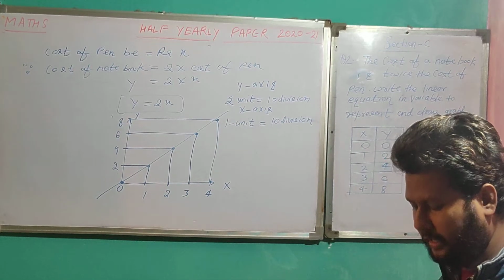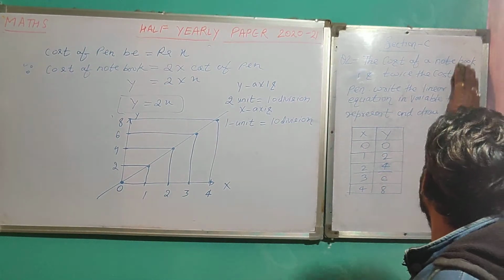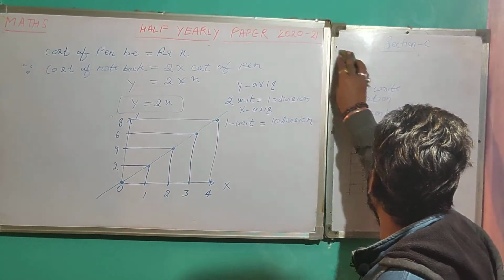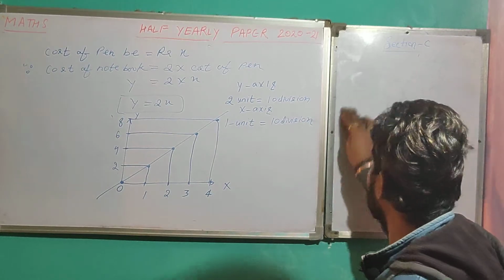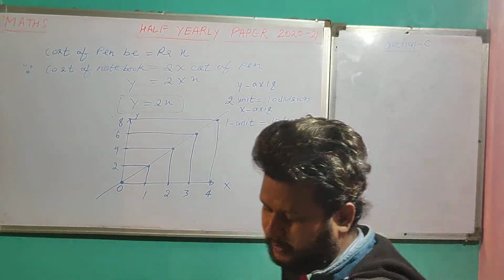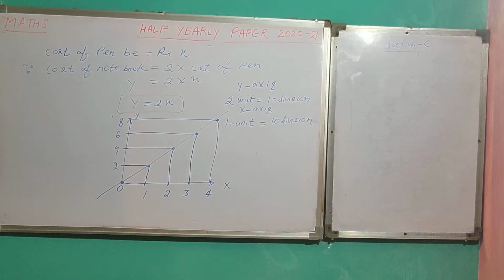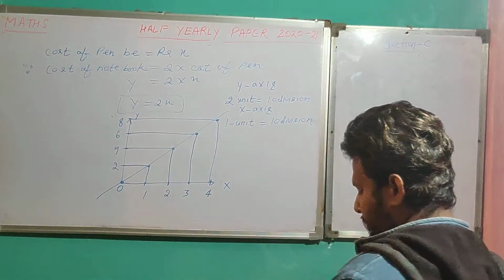Now next question. Question number 3 of section number C. What is question number 3 of section number C? The question is: find the value of k if x is equal to 2.